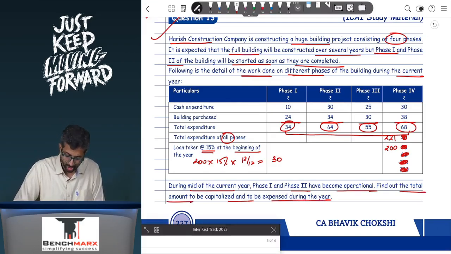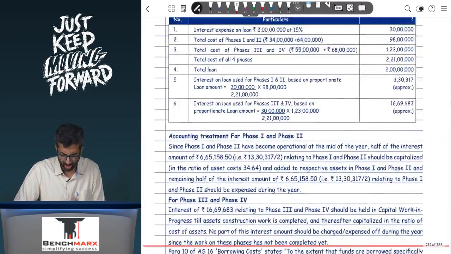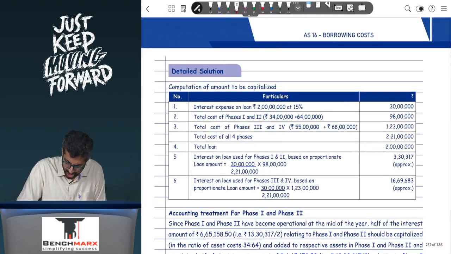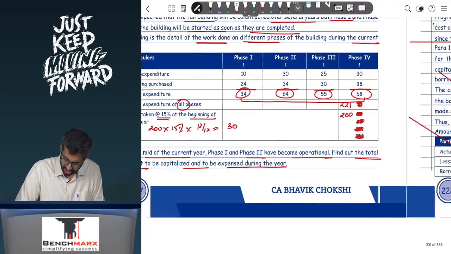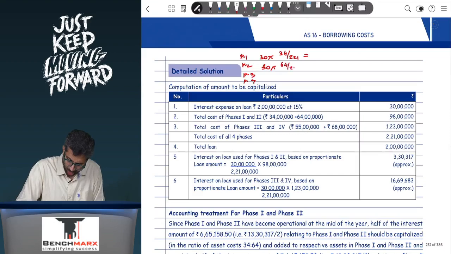So if I were to go on this, I would say, now the institute has done it in a particular way, but I would say that, if I look at phase 1, phase 2, phase 3 and phase 4, out of the total 30, into 34 divided by 221. 30 into, for the second phase, 64 out of the 221. 30 of total interest into third phase and fourth phase. 30 into the fourth phase is 68 upon 221 and this is 55 upon 221.